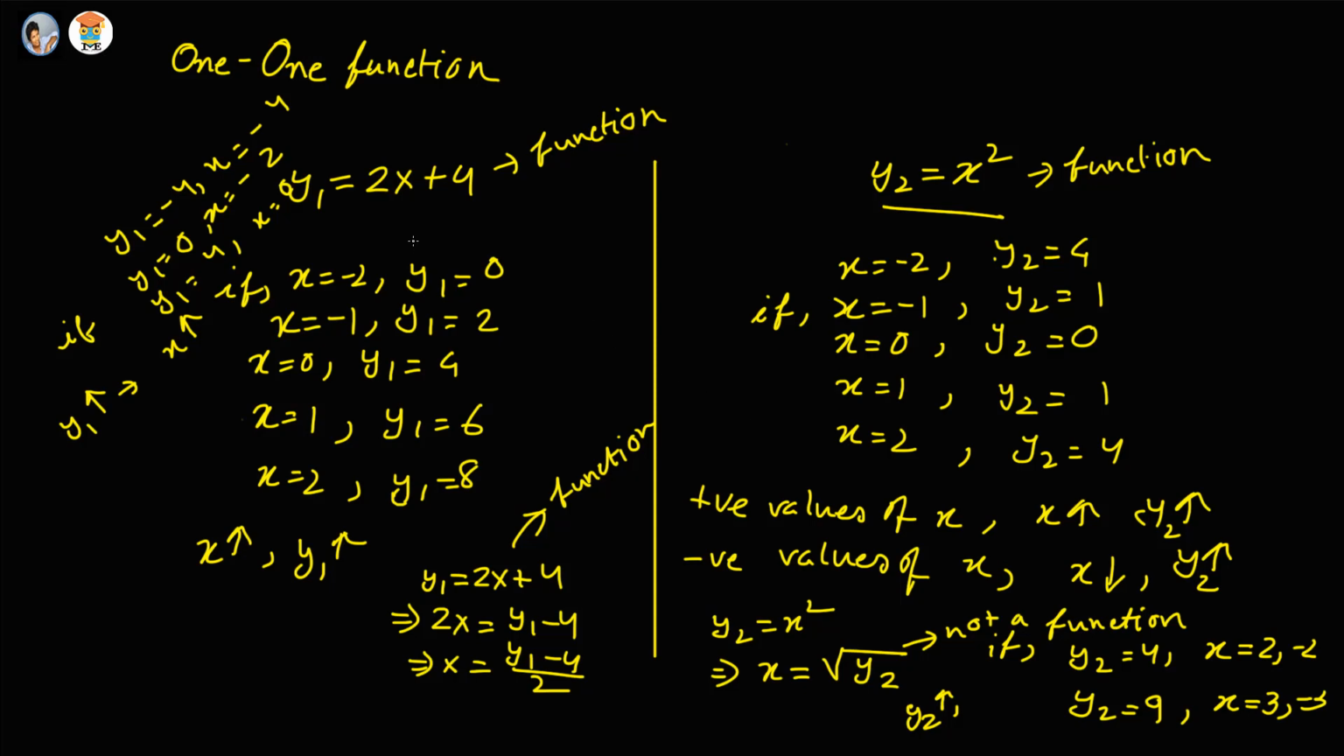Now, if any equation is a function and its inverse is also a function, then that function is known as one-to-one function. But here, this equation is a function, but its inverse is not a function. So, this is not one-to-one.